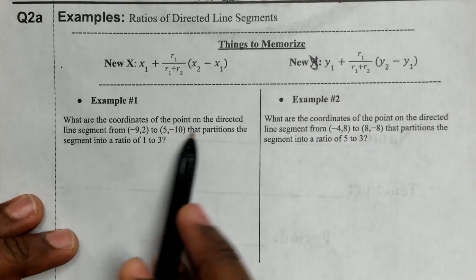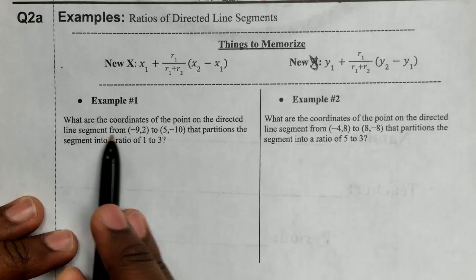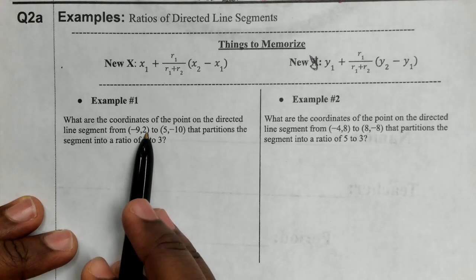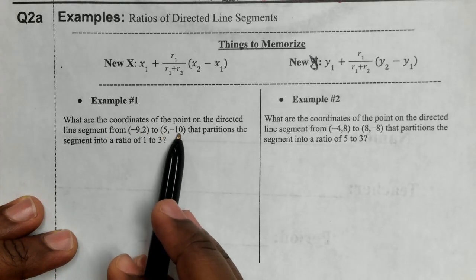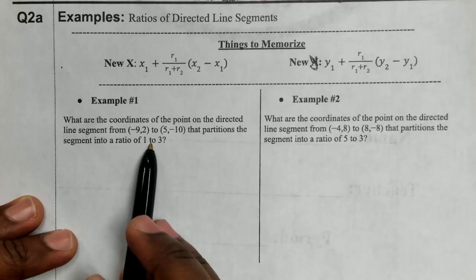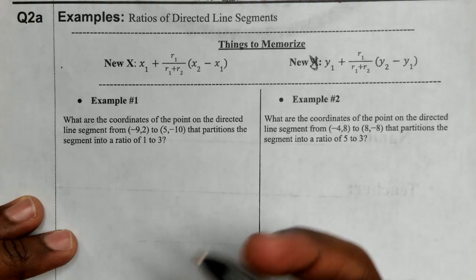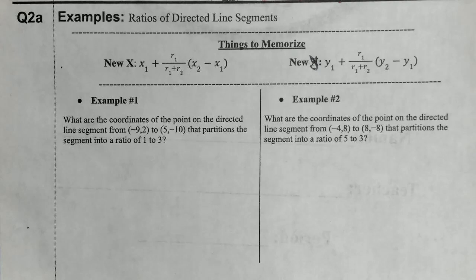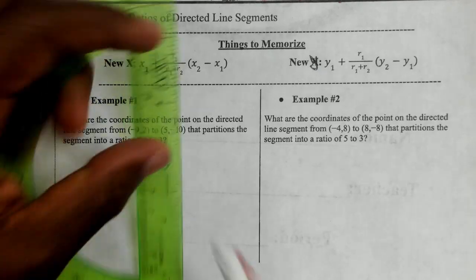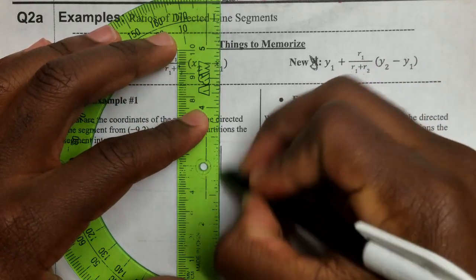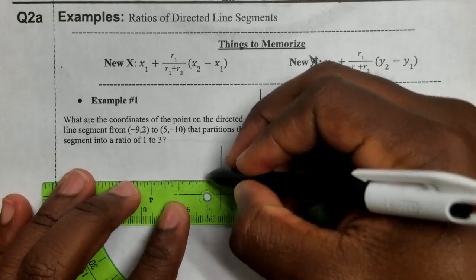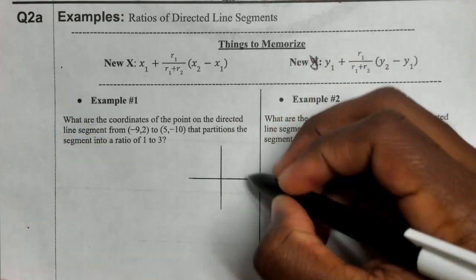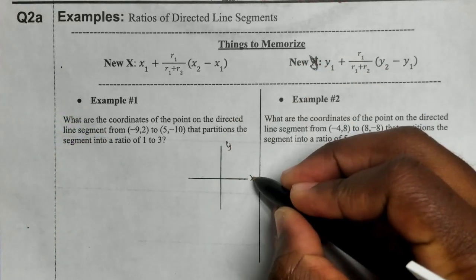So it says, what is the coordinate of the point on a directed line segment from (-9, 2) to (5, -10) that partitions the segment into a ratio of 1 to 3. So we know that a line segment is a line that essentially has a starting point and an ending point. So we could draw an x and y axis and then sketch what this graph would look like. So the x axis, the y axis.